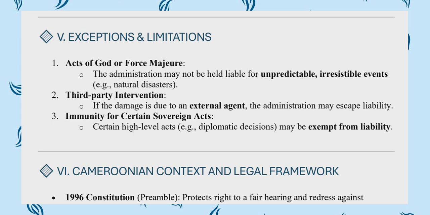Then also, there could be third-party intervention where the administration will no longer be liable. If the damage is due to an external agent, the administration will escape the liability. And the third is immunity of certain sovereign acts. There are some diplomatic acts, diplomatic decisions that the administration can take that will be immune.